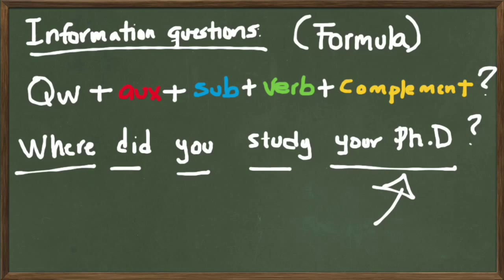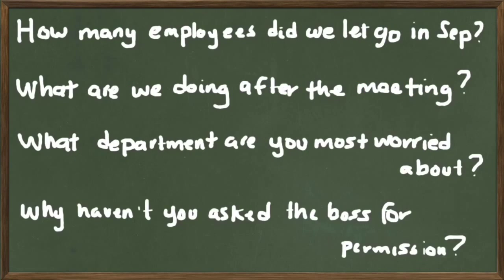PhD, don't forget, stands for philosophy, doctorate in philosophy, the most advanced type of studies you can have after the university. We have the master's degree and then the PhD degree. Okay, let's follow some examples here. How many employees did he let go in September? Let go means fire. How many did he have to get rid of or terminate their contract?